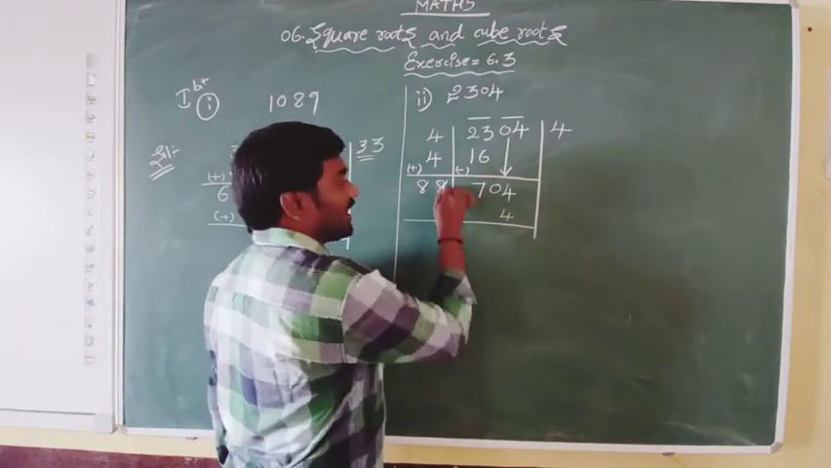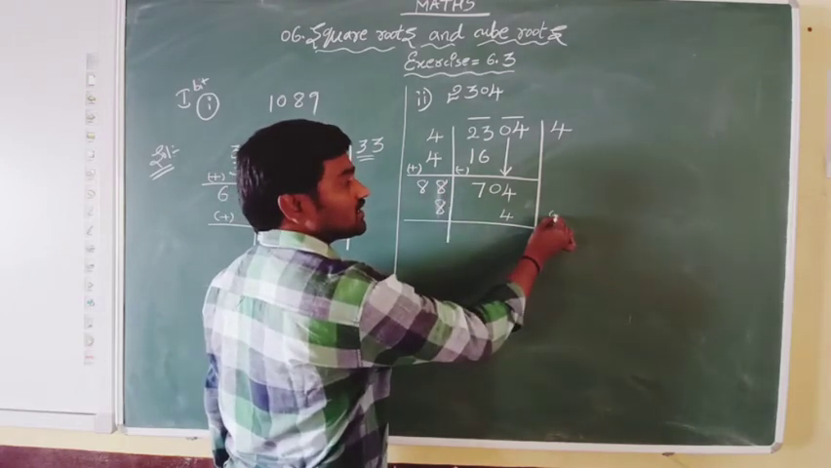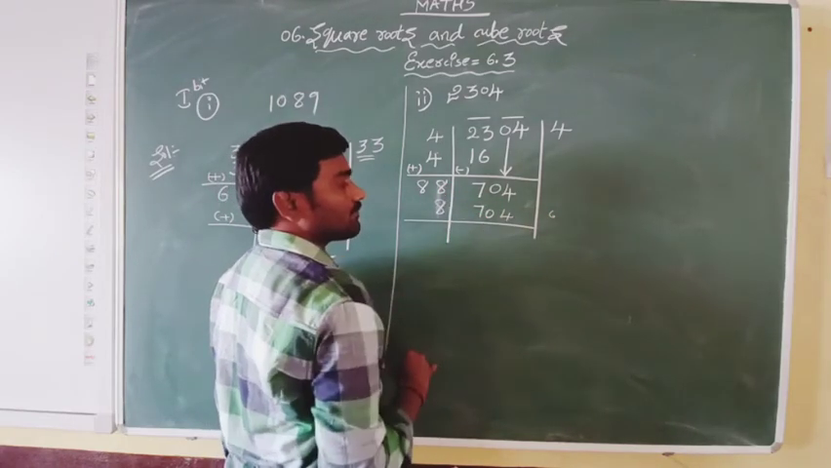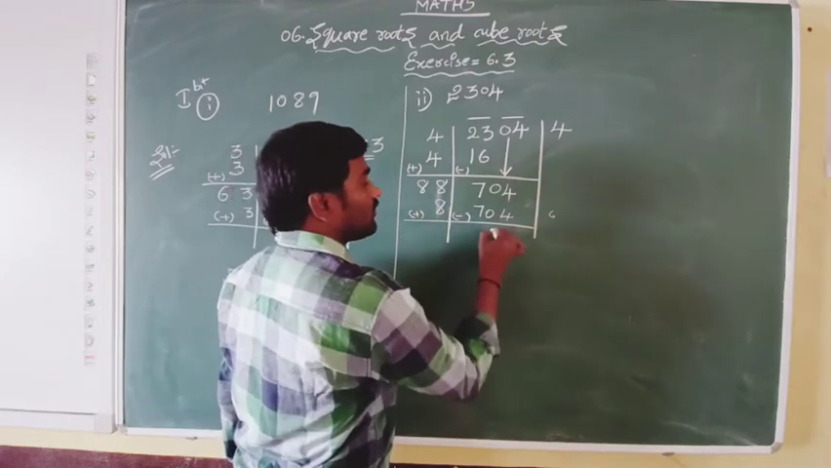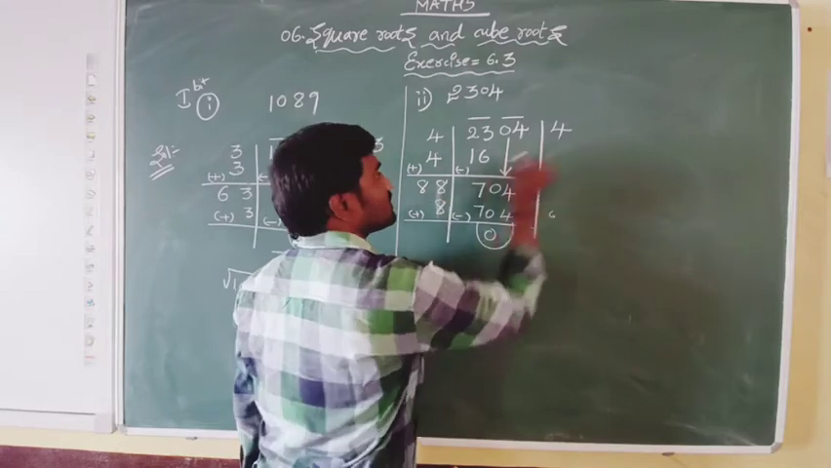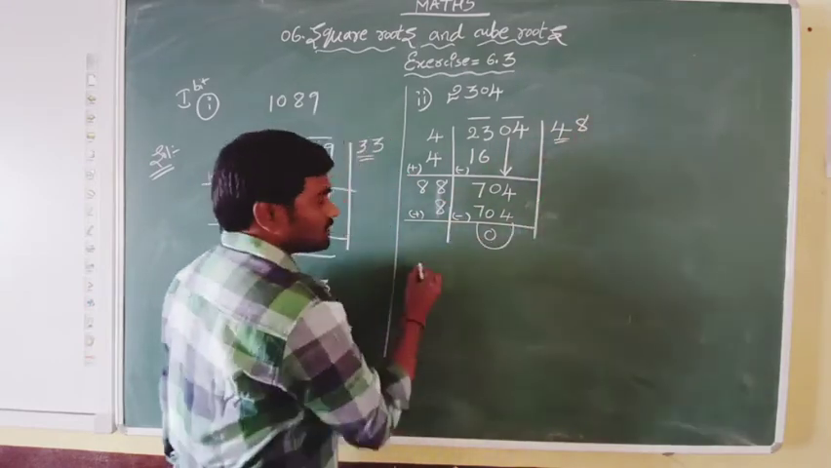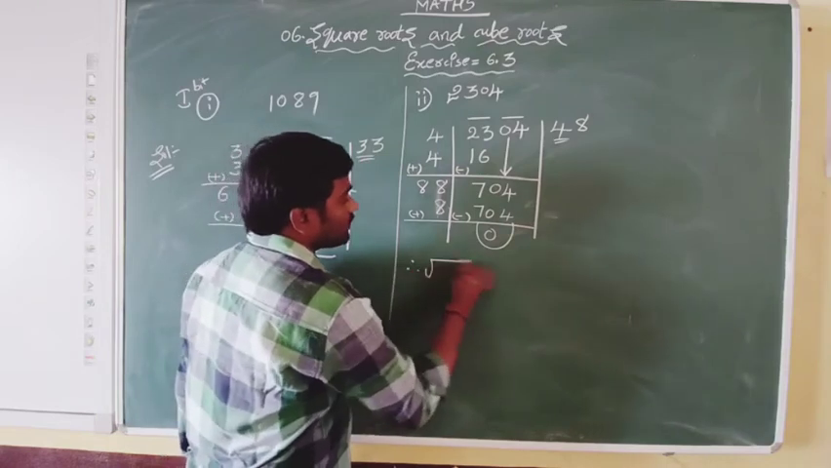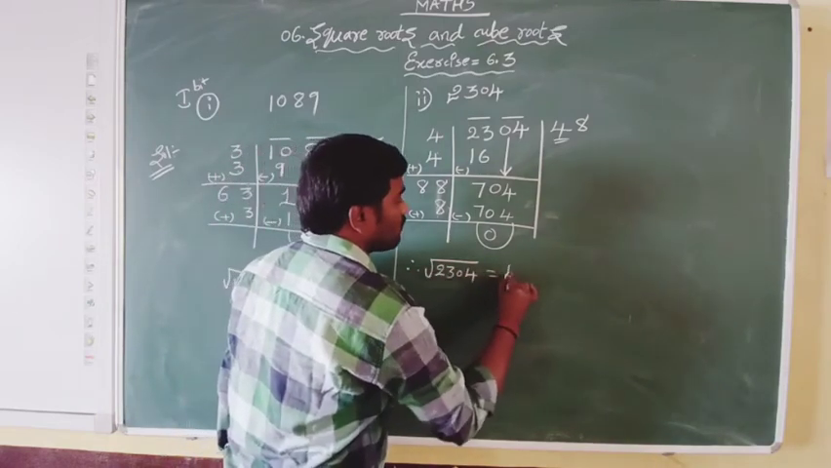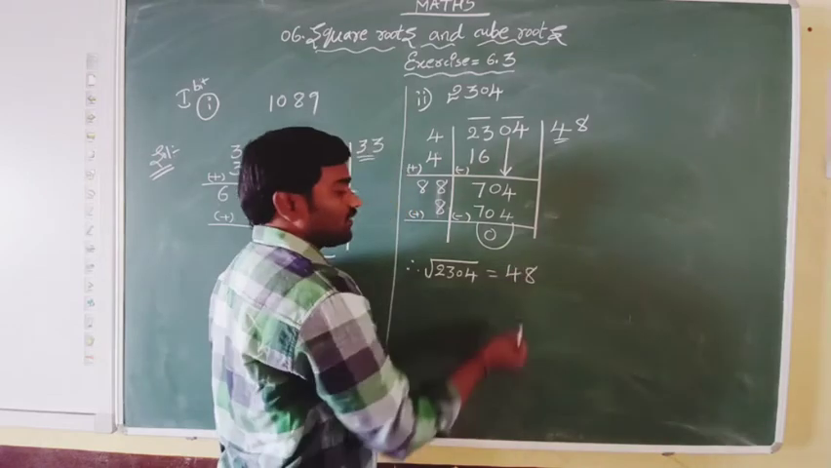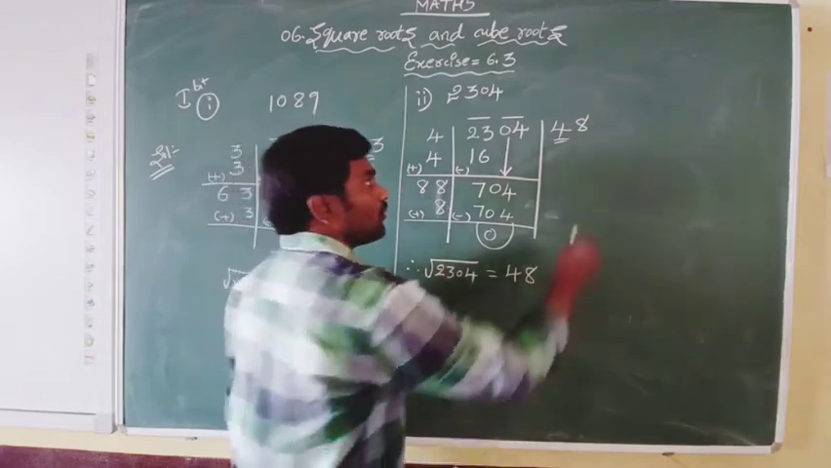Now when you multiply, 8 8s are 64, 6 carry. 8 8s are 64 plus 6, that is 70. Now see that here you subtract, here we add, and when you subtract here you get 0, but the same 8 we have to write here now. Yes. Now this is our answer. Therefore the square root of 2304 is equal to 48. That means when you do 48 into 48, you get this. I hope you understood now.